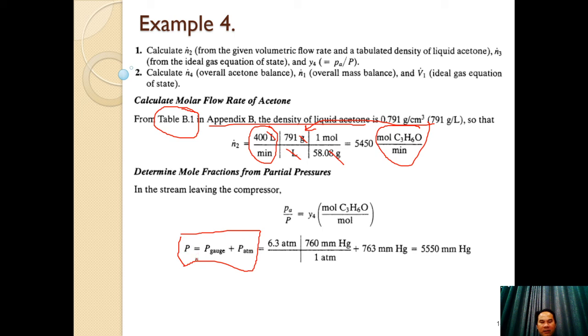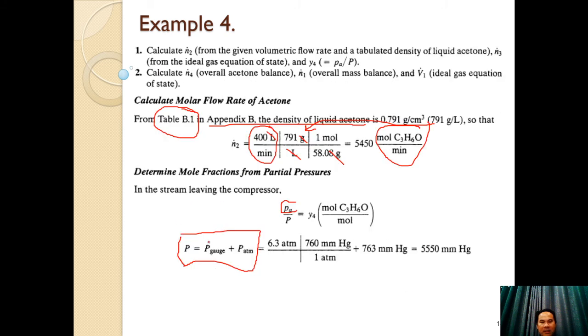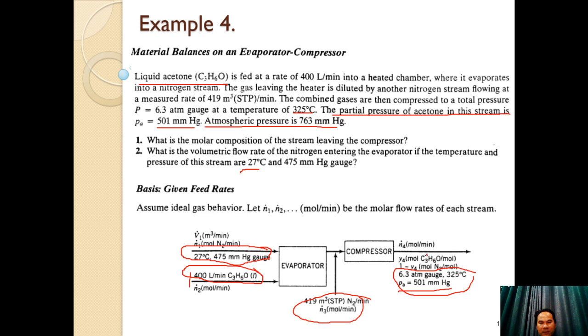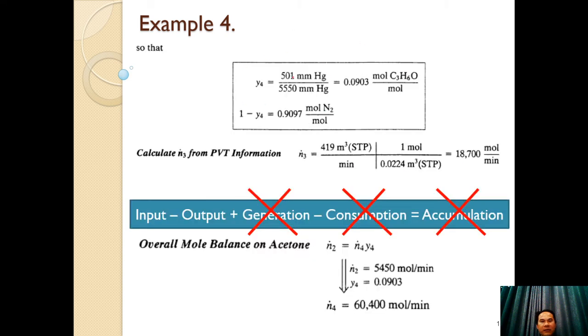In the first step, you calculate total pressure. You know PA already. You know total pressure is 6.3 atm, but you have to convert to millimeter mercury. P equals P gauge plus P atm. P gauge equals 6.3 atm. You know 1 atm equals 760 millimeter mercury, and then you plug in atmospheric pressure. For this case, atmospheric is 763. Okay, you get 5,550 millimeter mercury absolute pressure.